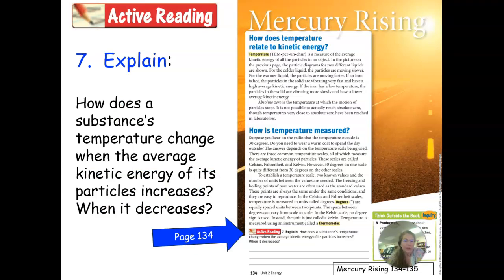So on page 134, question number 7, asks you, does a substance's temperature change when the average kinetic energy of its particles increases or when it decreases? So yes, this is a yes or no question, but notice it says explain. So make sure to explain your answer.